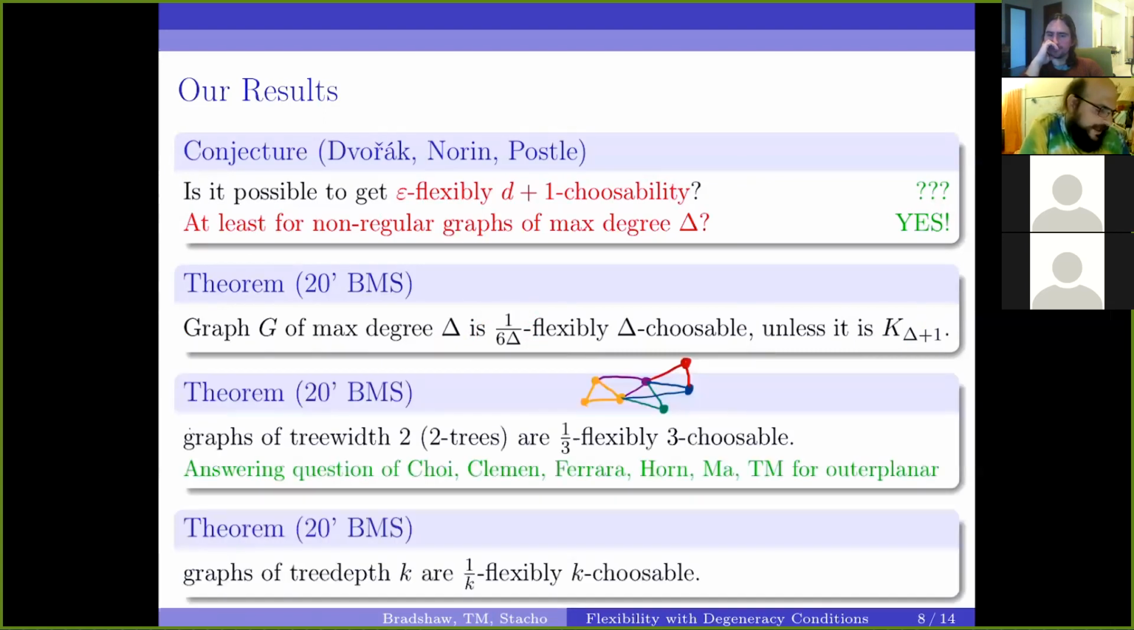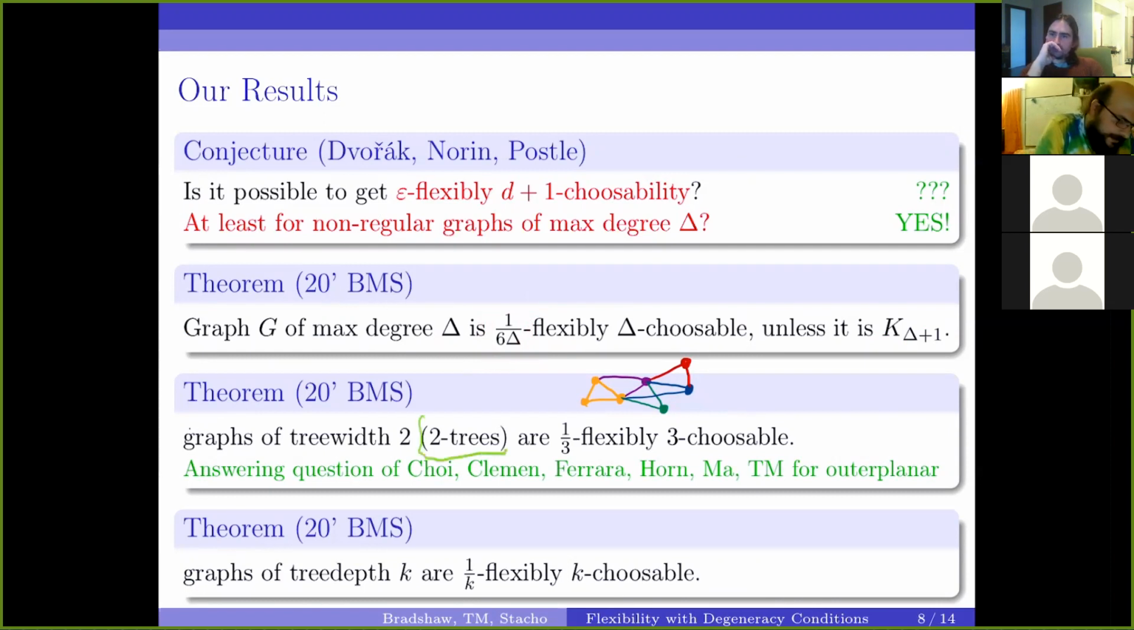I plan to show you this result in a slightly easier form, because to get this constant it was quite more involved, but I plan to show you the proof of it with a worse constant. Also, one more result that we managed to show was for graphs of treewidth 2, and we showed that they are 1/3 flexibly 3 choosable. Again, this is best possible because of the triangle. You can satisfy only 1/3 of requests on a triangle.